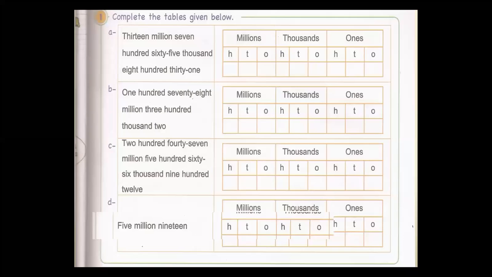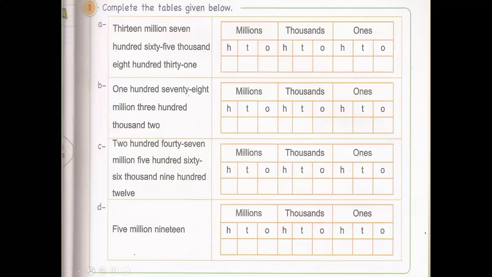Exercise 1, parts A and B, page 23. How do we fill the following numbers here in the table given below? If you look at this table, we have 3 classes: ones, thousand, and million. Each class is divided into three digits: ones, tens, hundred. Let's read this number first.